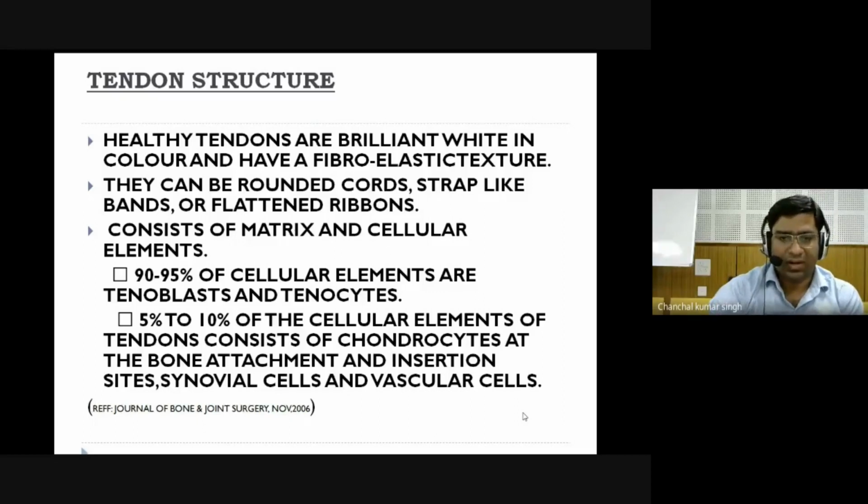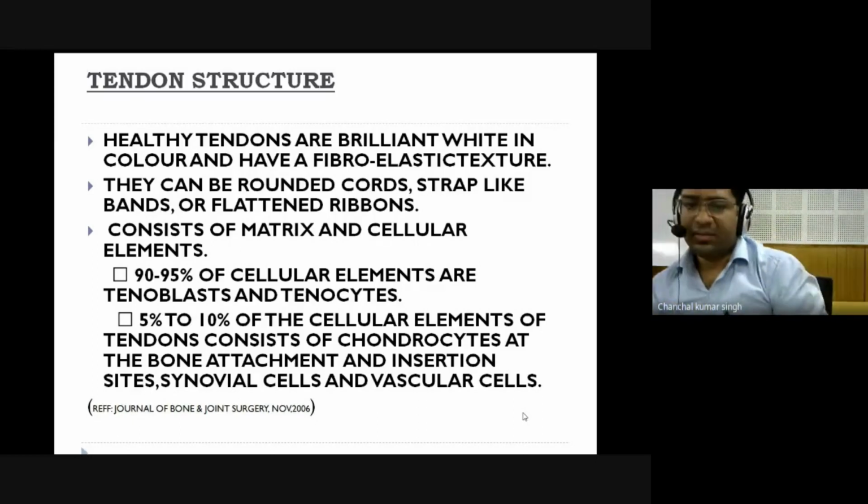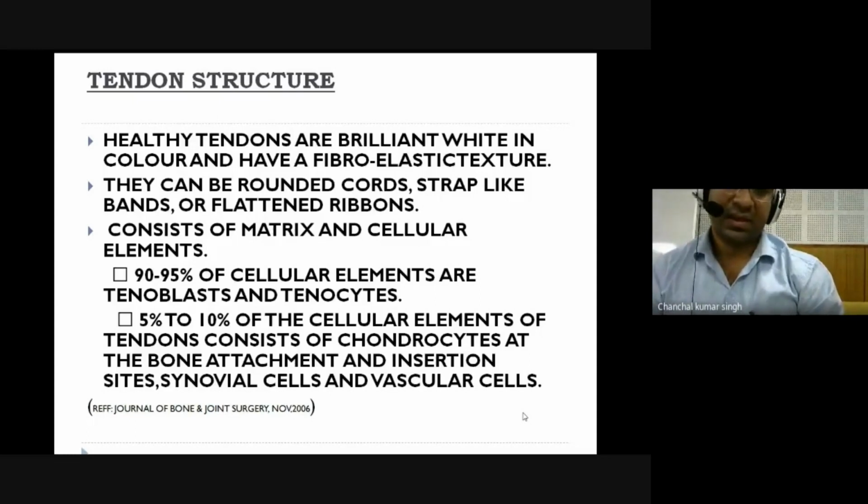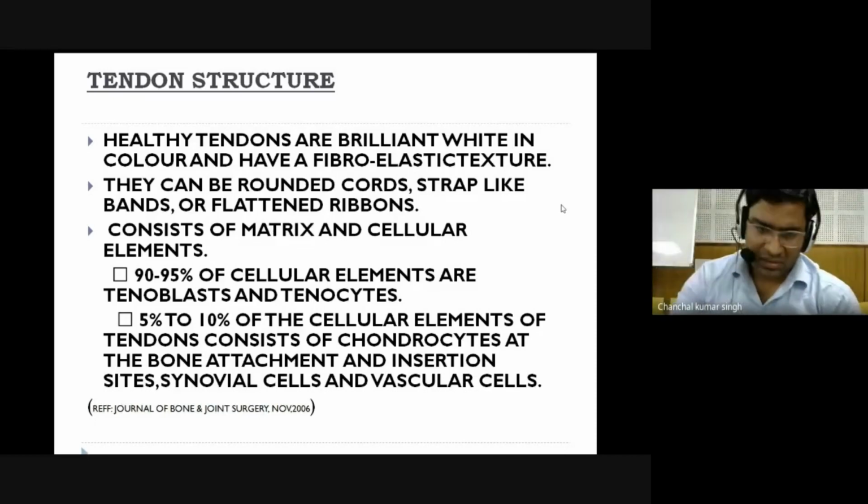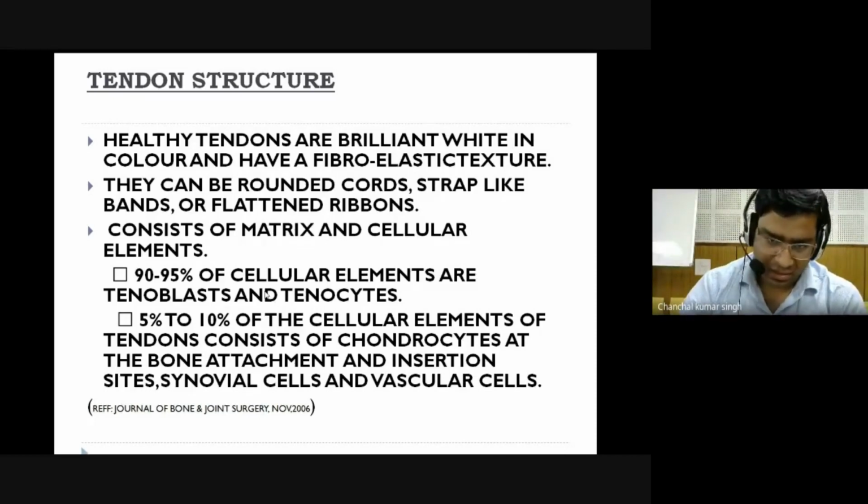To the naked eye, it is a very brilliant white shiny structure, and it is of fibroelastic texture. Most of the time you can feel it like a band or a flat cord or a ribbon kind of structure if you palpate it. Microarchitecturally, the same matrix and cellular elements, most of it is abundant type 1 collagen. And 90 to 95% of the cellular elements are tenoblasts and tenocytes. So basically blasts and cytes, as you have myoblasts and myocytes, osteoblasts and osteocytes. Here the precursor cell is the tenoblast, then you have tenocytes, and most of them are laid in a longitudinal fashion along the length.